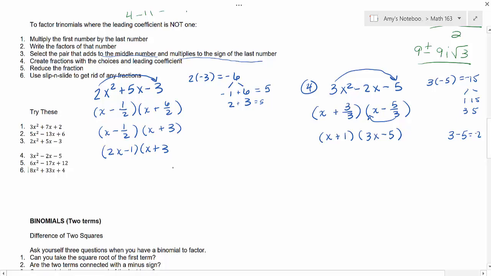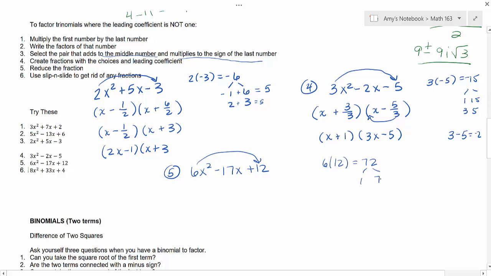Look at number 5. 6x squared minus 17x plus 12. We're going to look, do we have a greatest common factor? We do not. 6 times 12 is going to give you 72.